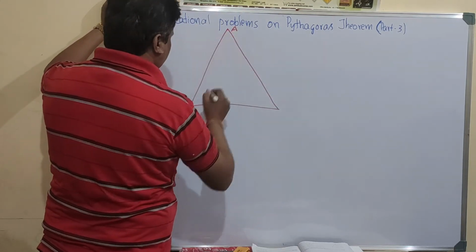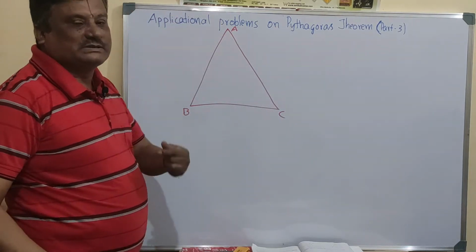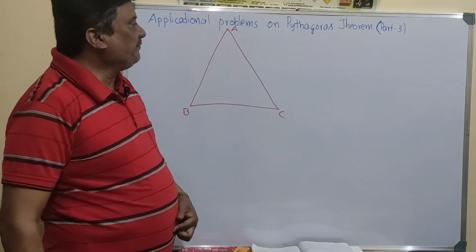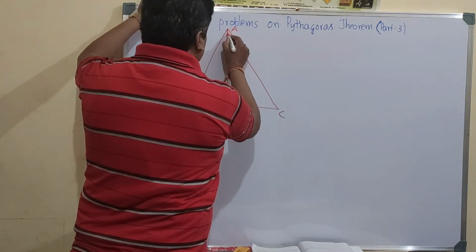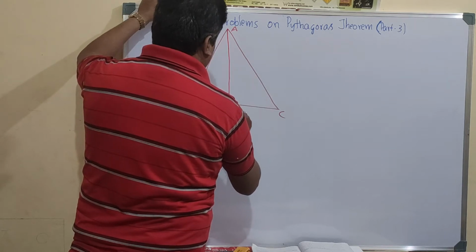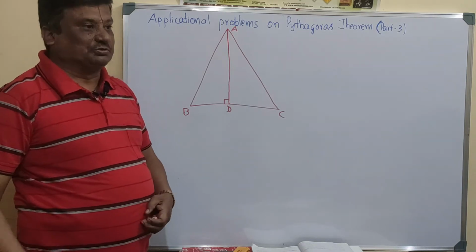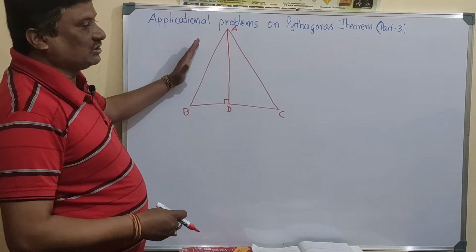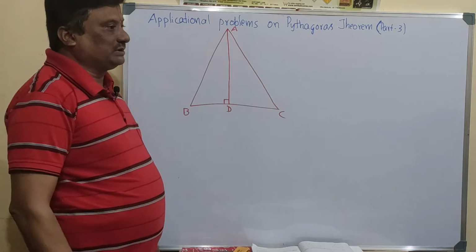It is A, it is B, and it is C. Here, triangle ABC is an equilateral triangle. If it is an equilateral triangle, all sides are equal. And AD perpendicular to BC is drawn. Then we want to prove that 3 times the square of any side of an equilateral triangle is equal to 4 times the square of its altitude.